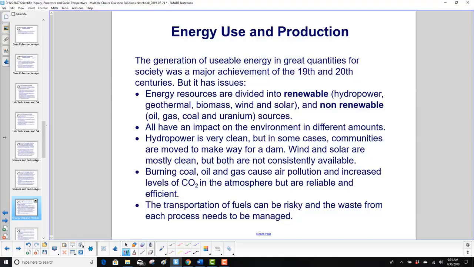Non-renewable resources eventually will run out, although hopefully hundreds, thousands of years into the future. All have an impact on the environment in different amounts. Hydropower, very clean, but in some cases, and this is an understatement, communities are moved or destroyed to make way for a dam. Wind and solar are mostly clean, but both are not consistently available. Burning coal, oil, and gas causes air pollution and increased levels of CO2 in the atmosphere, but they are very reliable and efficient. And then the transportation of fuels can be risky, and the waste from each process needs to be managed.